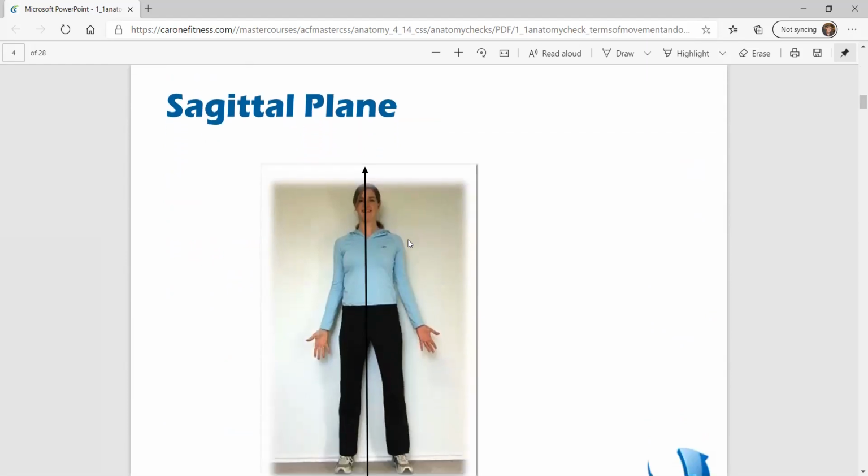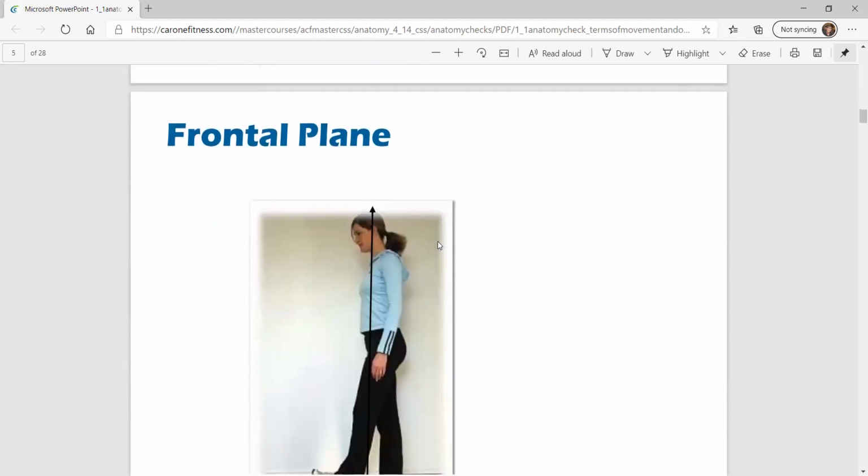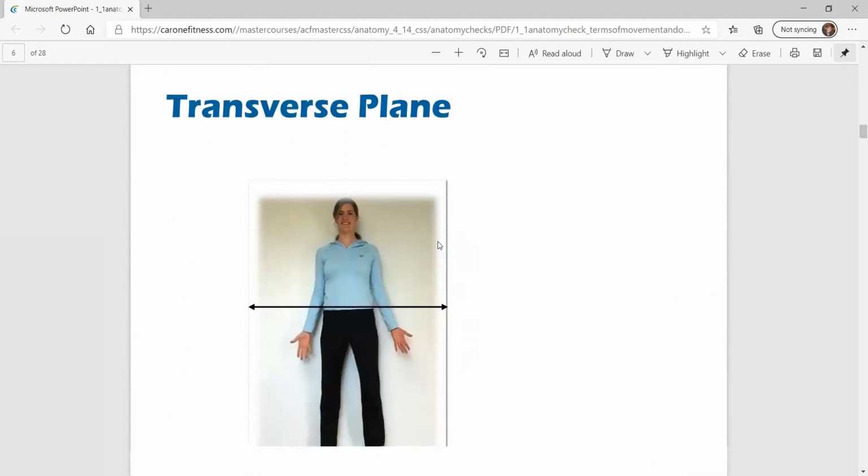Sagittal plane, that divides the body into left and right sides. Sagittal, think sides, S for sides. Frontal plane, pretty self-explanatory. Transverse plane, that divides the body into an upper or superior, or lower or inferior part. So sagittal, side to side. Transverse is upper and lower.